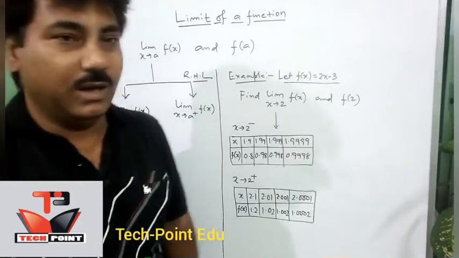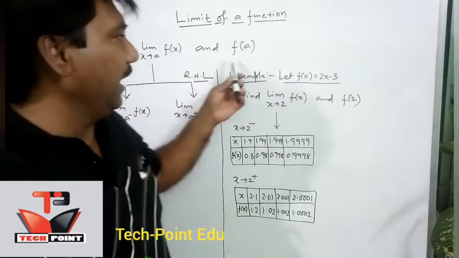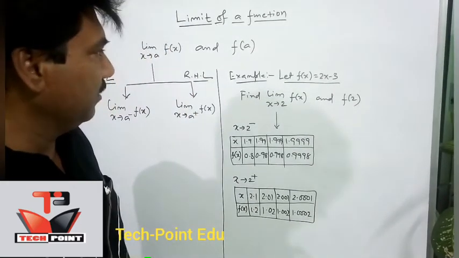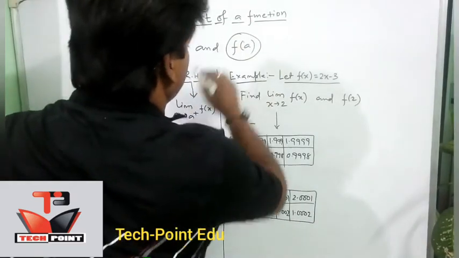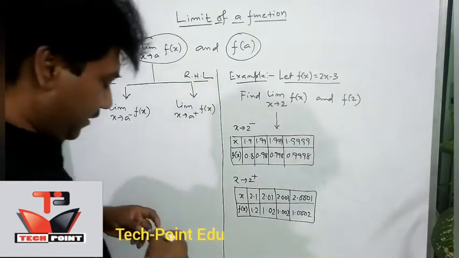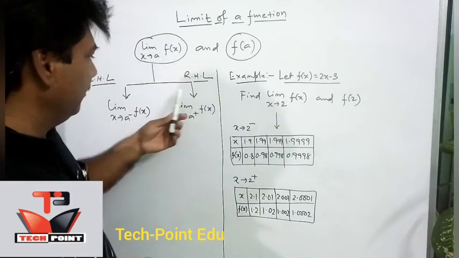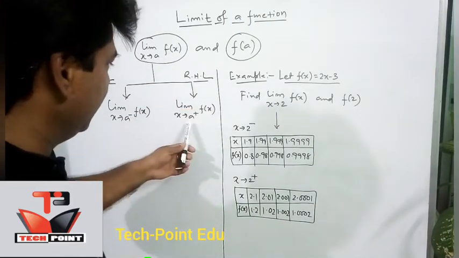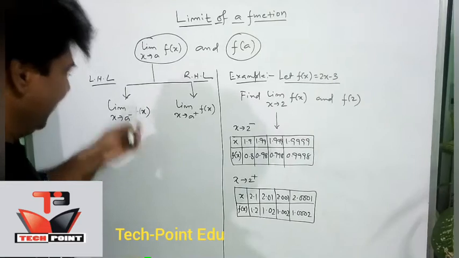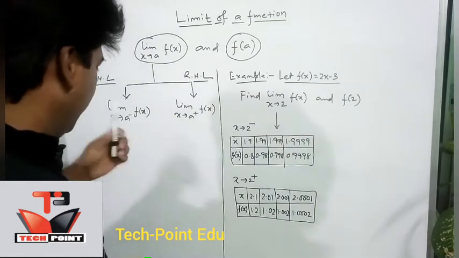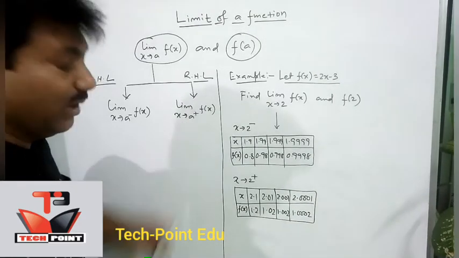Now I will show you the difference between limit x tends to a of f of x and only f of a. What is the difference between this one and this one? Just now I have discussed that limit x tends to a of f of x can be divided in two parts. One is the right hand limit, that is limit x tends to a plus f of x, and another one is limit x tends to a minus f of x. A plus and a minus. A minus means it is gradually decreasing, and a plus means it is gradually increasing.